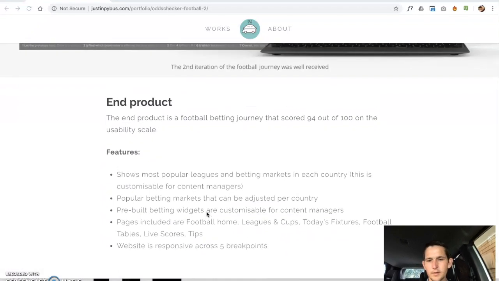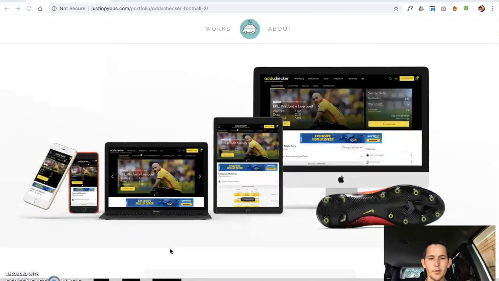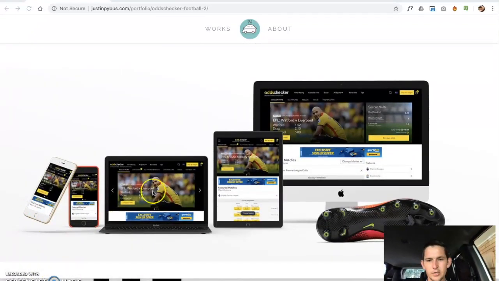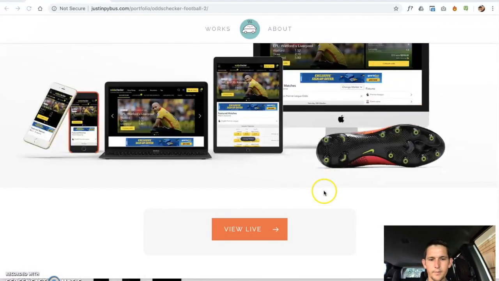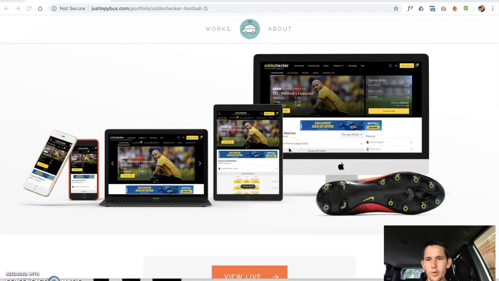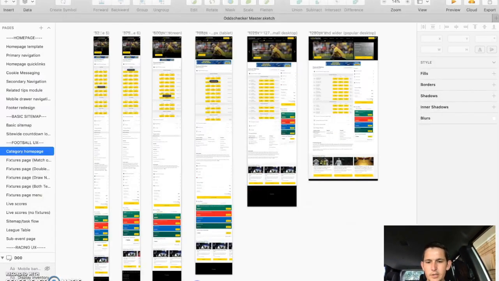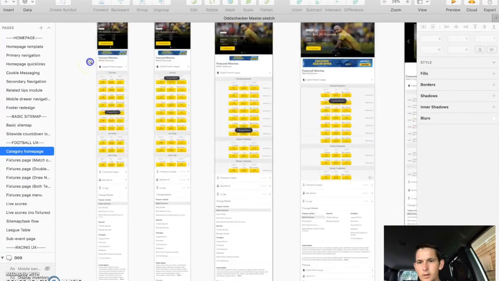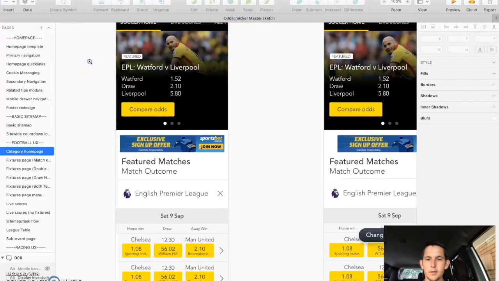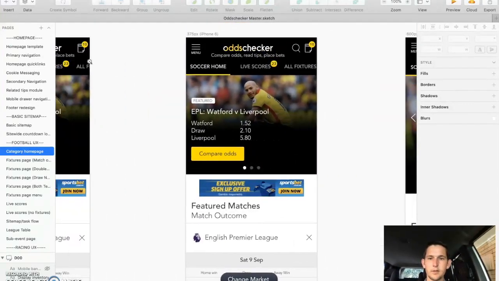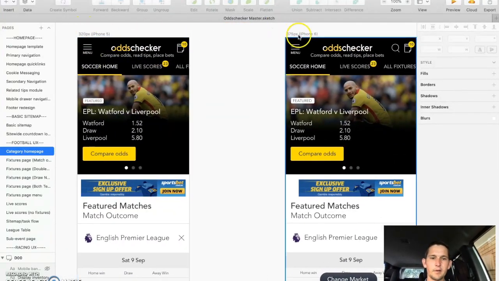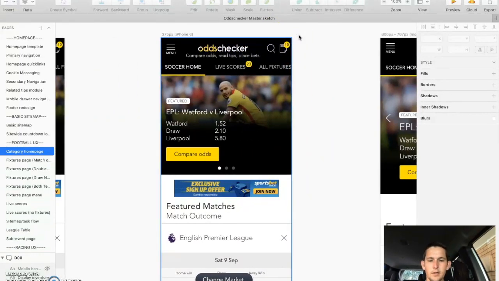So yeah, some of the features, we won't really go into that too much. You can have a read on the website, but ultimately the website's responsive across 5 breakpoints, and here are some of the screens that I had to mock up. You can even view it live if you want to. I'll quickly jump into Sketch. So this is the Sketch file that I actually ended up working in. So you can see I mocked it up for the iPhone 5, iPhone 6, and all the way up.